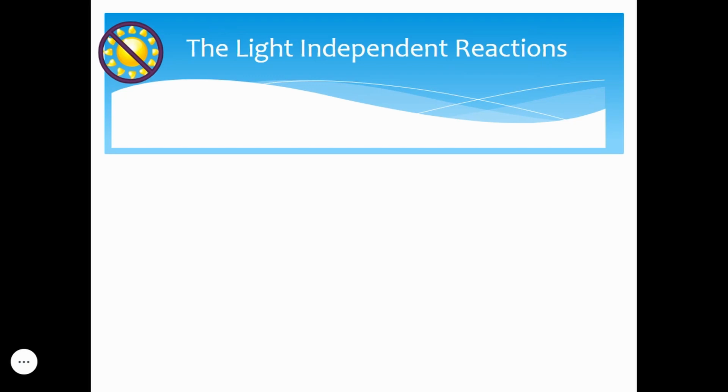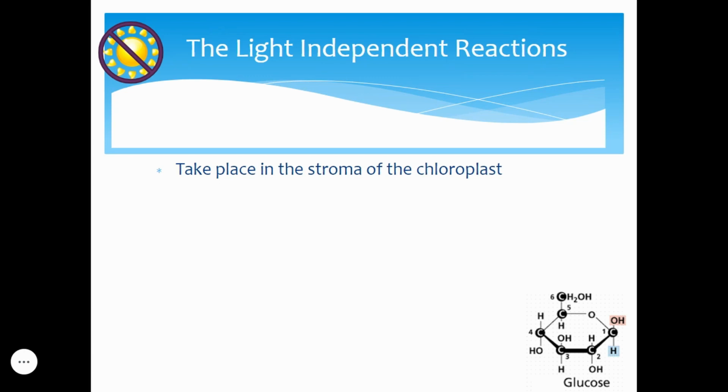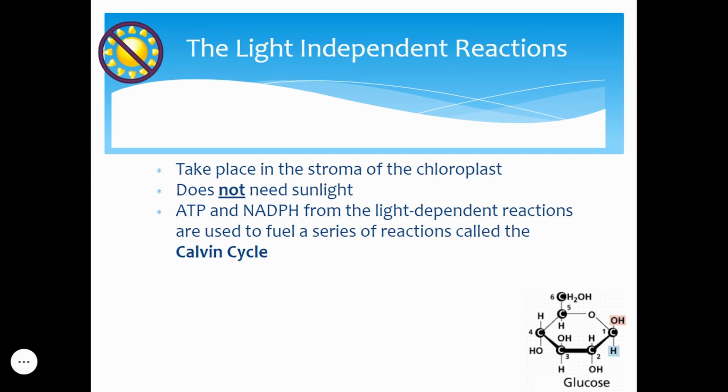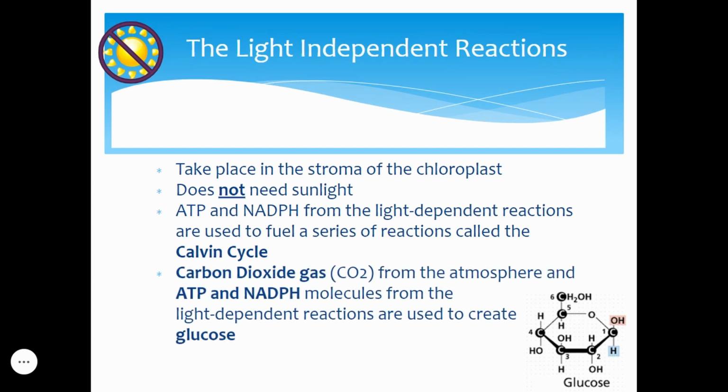So let's talk a little more about the light independent reactions. These reactions take place in the stroma of the chloroplast. They don't need any sunlight. ATP and NADPH from the light-dependent reactions are going to fuel a series of reactions that are called the Calvin cycle. The carbon dioxide gas from the atmosphere and the ATP and NADPH molecules are going to combine to create glucose. And there's a picture of glucose in the lower right-hand corner of your screen.